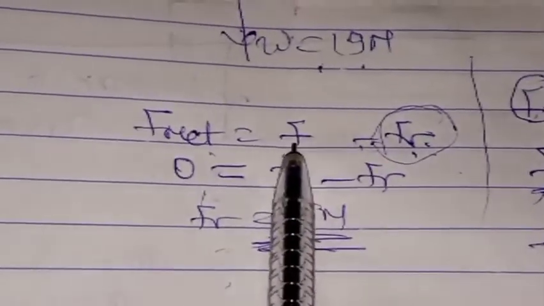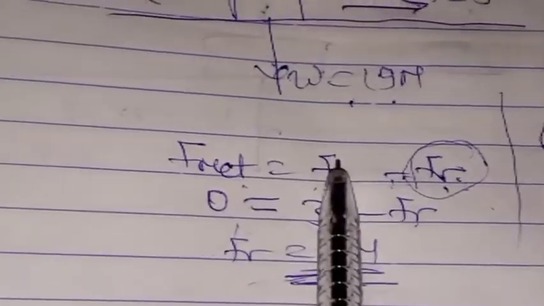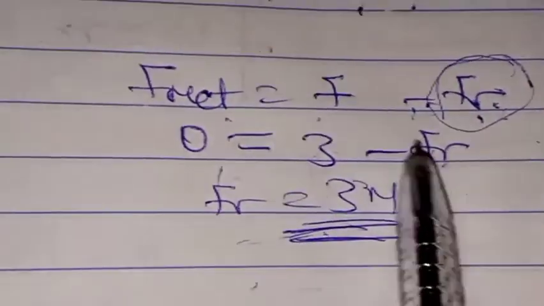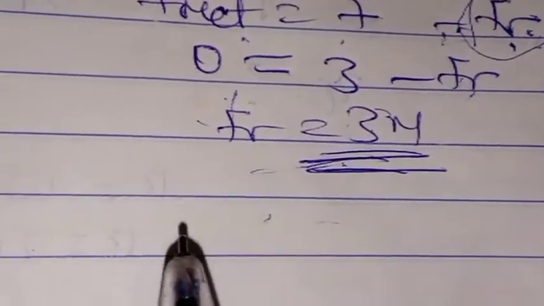Net force is equal to F minus frictional force. Net force is 0. Your force is 3, then minus frictional force. Frictional force is 3 Newton. Let's move on now.